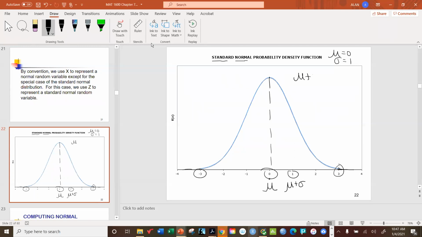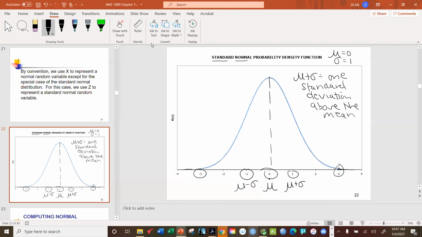So in English, we call this 1 standard deviation above the mean. That means that this -1 must be mu minus sigma. Whoops, that's negative. That equals 1 standard deviation below the mean.